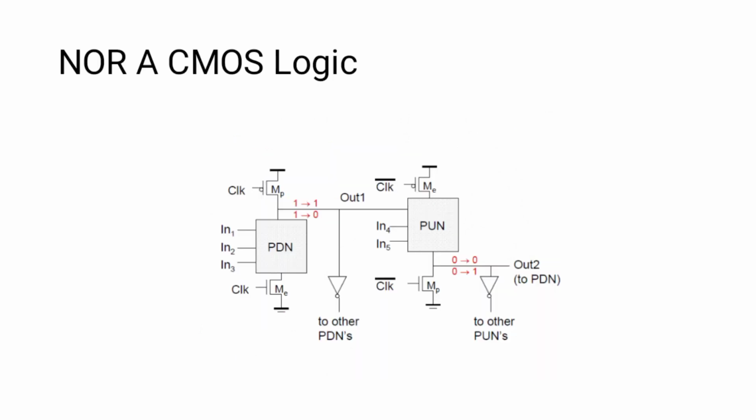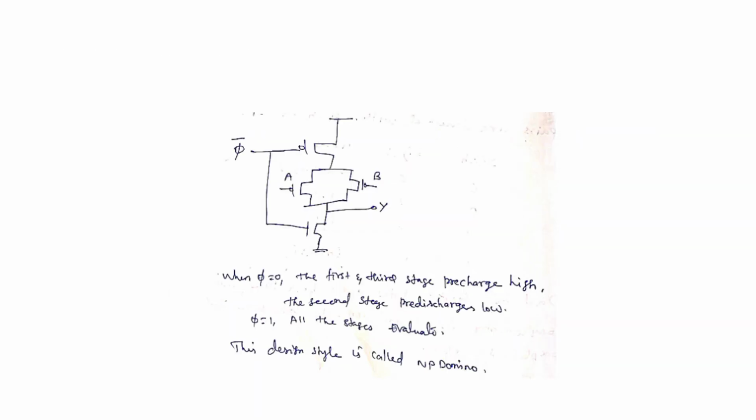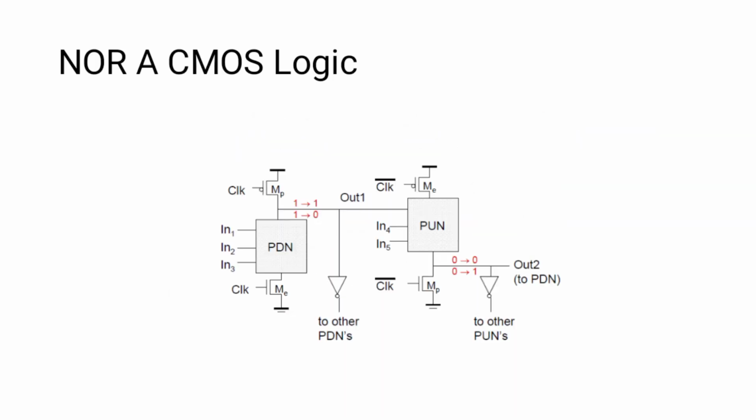Whereas the NORA CMOS logic gives the same as what we have seen in the domino logics, just an inverter is connected. So for going for the pull down network and pull up network, an inverter is connected to deliver the output. This will ensure the NORA CMOS logic style.